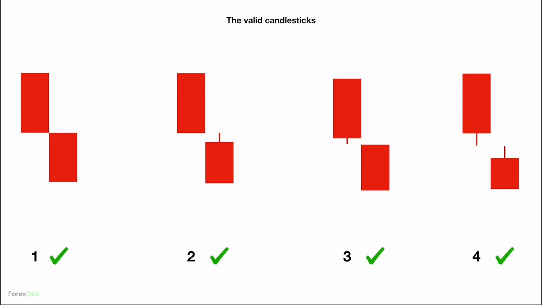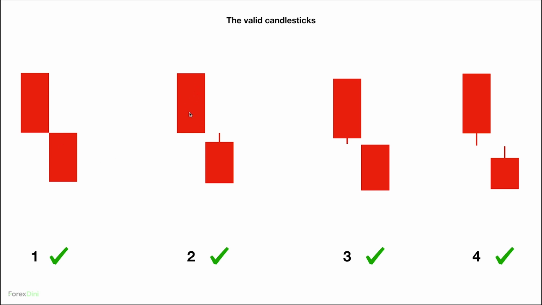But now we have the valid candlesticks. Number 1, we have a pretty basic one. First large candlestick and the second candlestick, right? The second candlestick has opened below and is perfect. This is the most perfect setup you can get. So that's why it's valid.